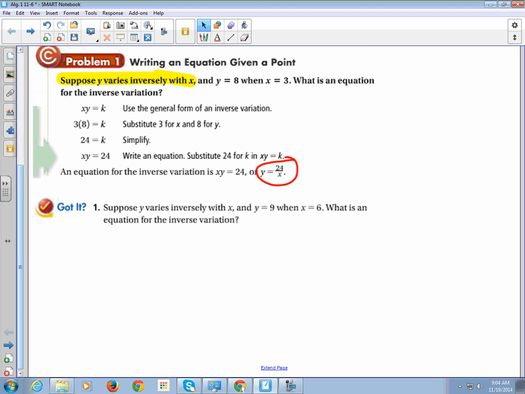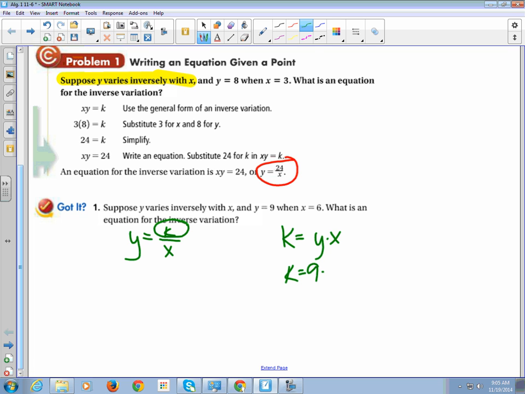Suppose y varies inversely with x. They tell us that. So we're going to go y is equal to k over x. And all we're going to do is find k and put it in, and we're done. When y is 9 and x is 6, what is an equation for the inverse variation? So my k is x times y. 9 times 6 is 54. So my equation is y equals 54 over x.